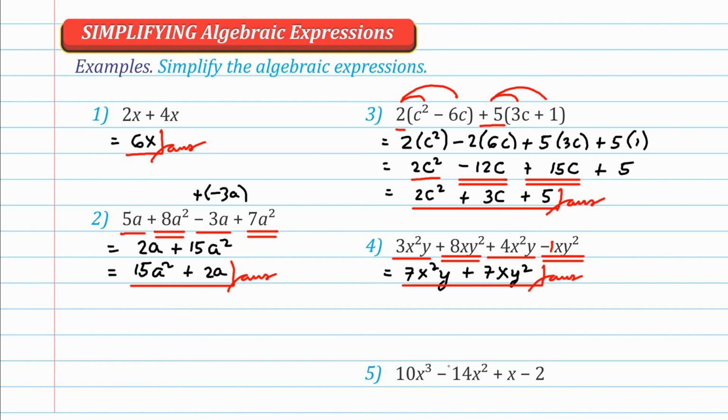Last, we have 10x cubed minus 14x squared plus x minus 2. Check natin. Do we have similar or like terms here? We have x cubed, wala ng x cubed. We have x squared here, wala ng x squared. We have x here, wala ng x. We have a constant, wala ng constant. Therefore, we cannot simplify this further. This is already simplified. So that's how you simplify algebraic expressions. Just be careful, combine like terms by combining their numerical coefficients, and then copy the common literal coefficient.